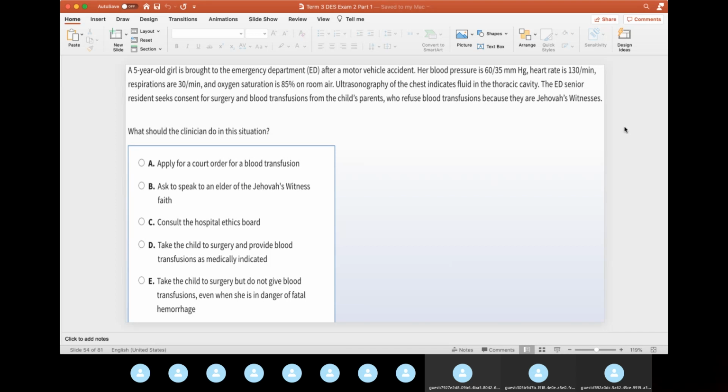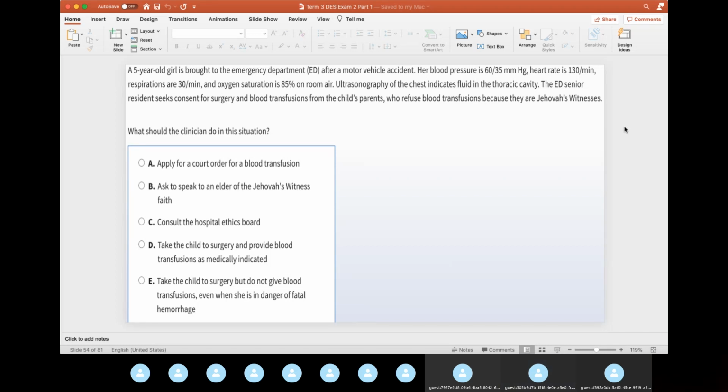This is becoming controversial in our society, right? You have a person who has a deep religious belief, and he's resisting this medical intervention. What do you think? What should the clinician do in this situation? A 5-year-old, emergency, motor vehicle emergency, right? They seek the parents and the parents say, nope, I refuse it because of our religious beliefs. What should you do?